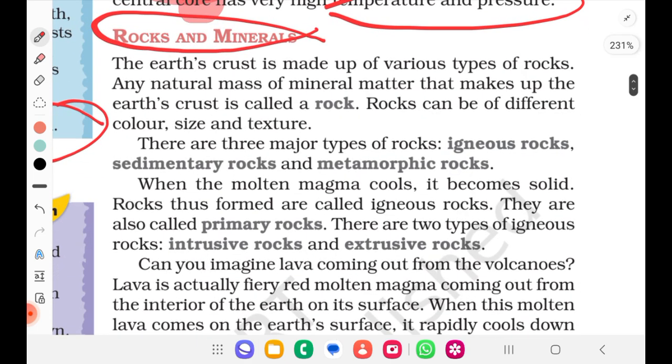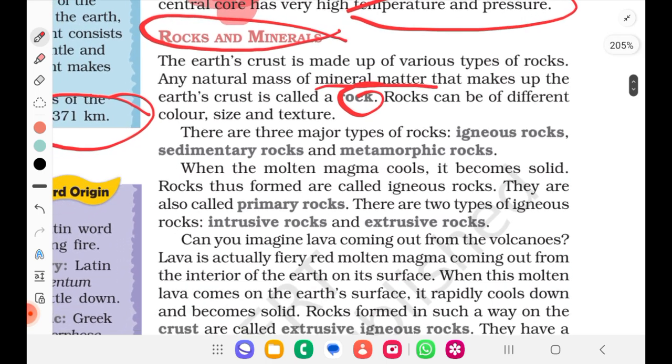So the earth's crust is made up of various types of rocks, of course. Any natural mass of mineral matter that makes up the earth's crust is called rock. So the definition is not much important, but yeah. Rocks can be of different color, size, texture. Of course we know rocks are of different colors, texture and all.